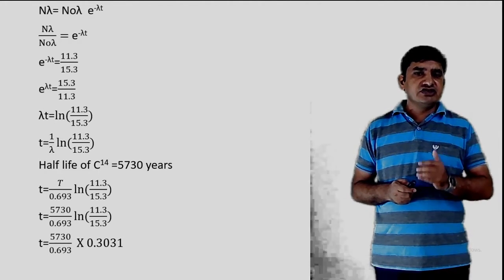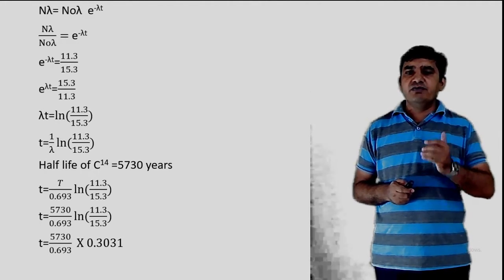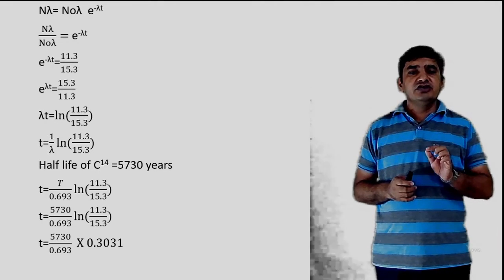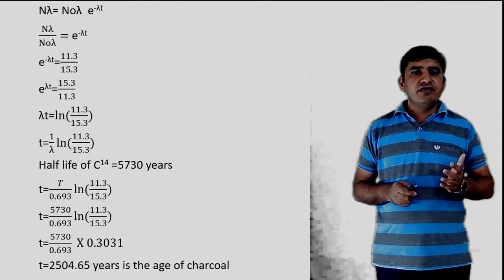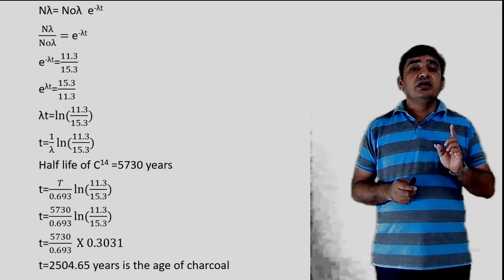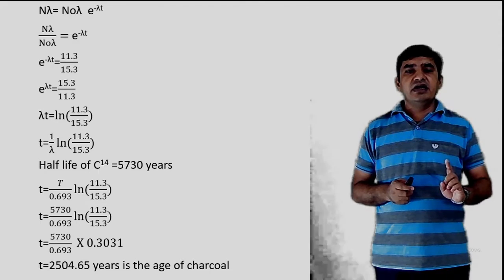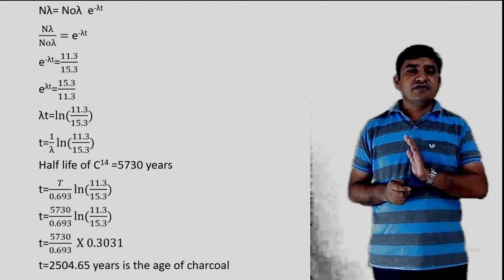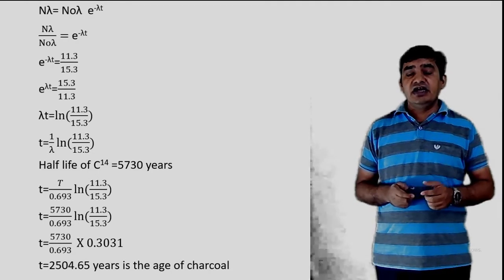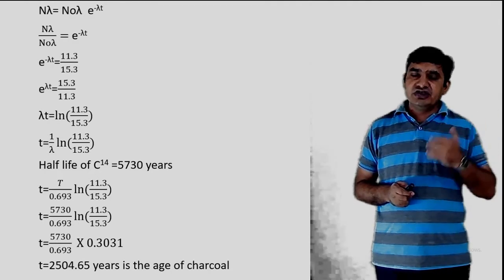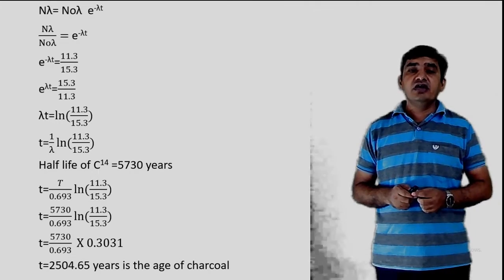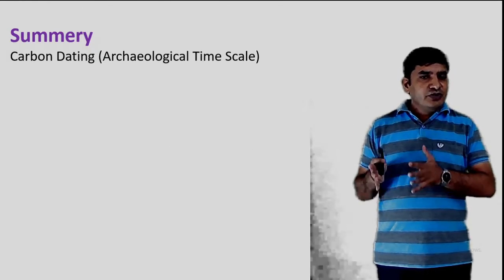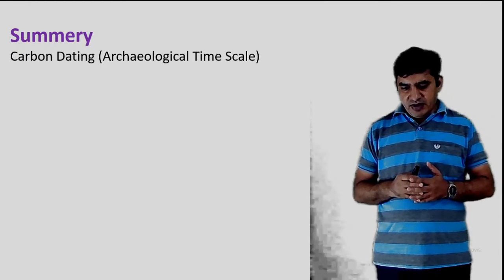When we calculate ln of 15.3 divided by 11.3, its value is 0.3031. And therefore, t is equal to 2504.65 years, which is the age of the charcoal. So by using this, we can find the age of a charcoal. In this lecture, we discussed carbon dating.